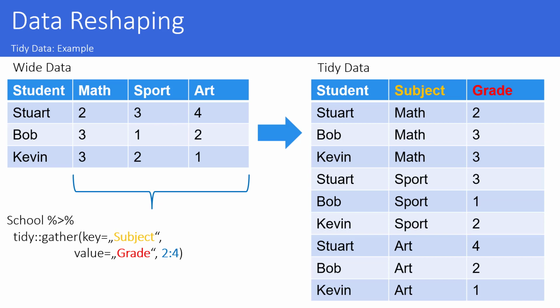So how can we bring this into a tidy format? You can use the gather function from tidyr package. It requires certain parameters. The key parameter refers to the name that represents the column names, in our case math, sports and arts. The value parameter is a character string for the column that will hold the values. Finally, you need to specify the positions of the columns that will be taken for the reshaping operation. In our case, we use the second to fourth column. With this function call, you can reshape our data from the left, wide format, to the right, tidy format.